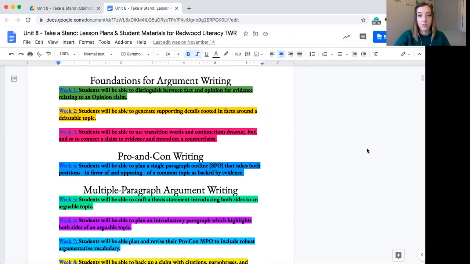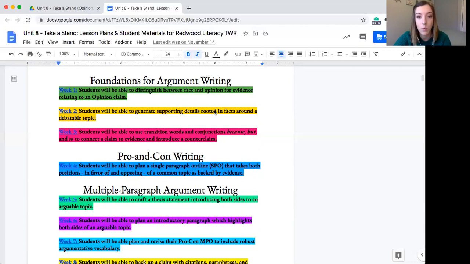Then they're going to start to find supporting details that are going around a debatable topic. So this is where you as an educator are going to pick a topic that your students have a lot of background knowledge on, and that is something that brings a lot of opinions and emotions along with it. Because the goal is for students to be able to take a stand on one side or another. To start, we're just starting out with fact versus opinion so that students know what is available to them and how they can figure out those supporting details from the get-go.